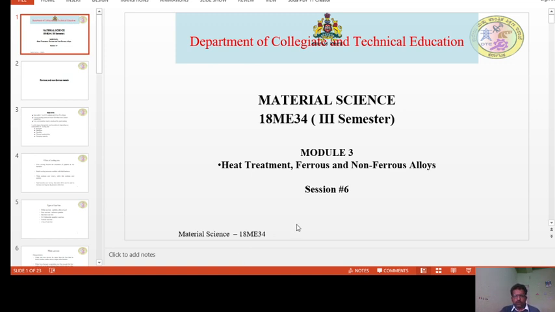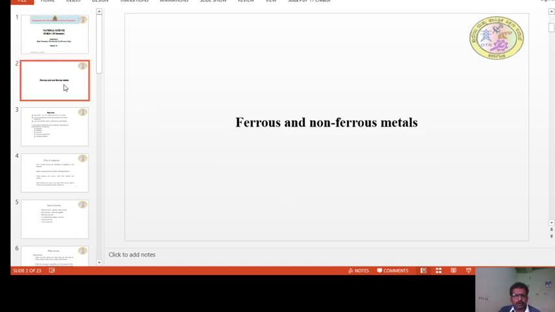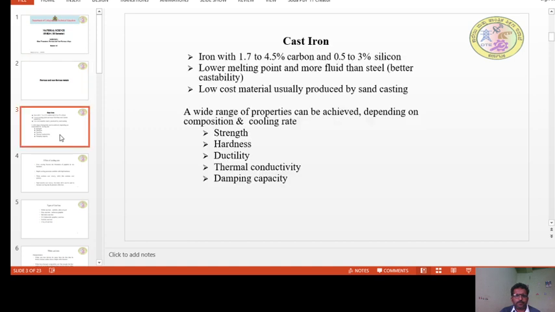Let us move on to session 6 of module 3, and the subject is material science. In the previous session, we discussed various surface heat treatments, and now we look into the ferrous and non-ferrous materials. Let us take the ferrous materials first.